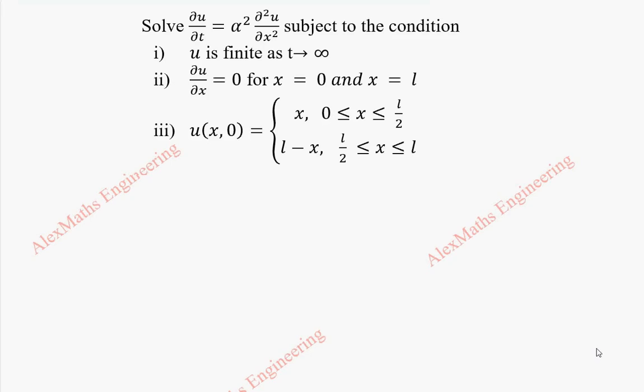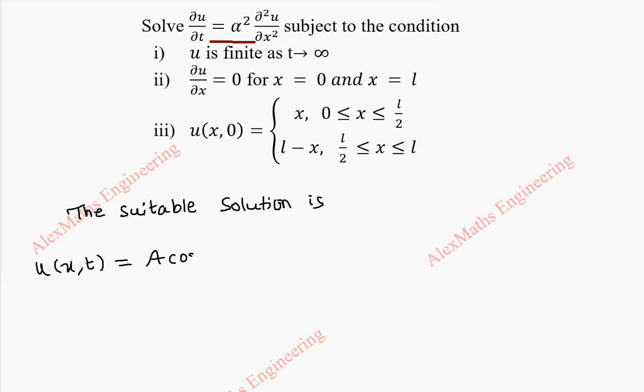In this video, we are going to solve the given equation ∂u/∂t = α² ∂²u/∂x², subject to the conditions. Let's write the suitable solution for this equation. So the suitable solution is u(x,t) = (A cos px + B sin px) e^(−α²p²t).